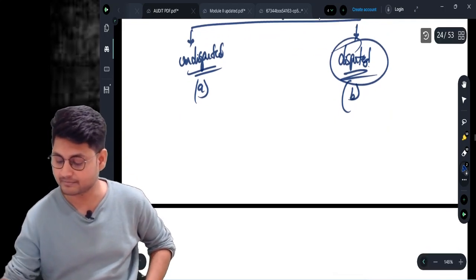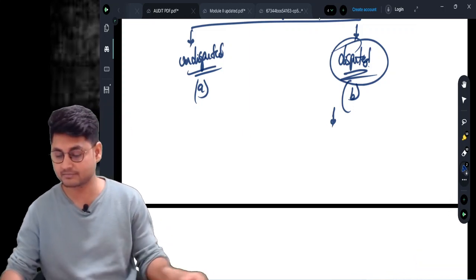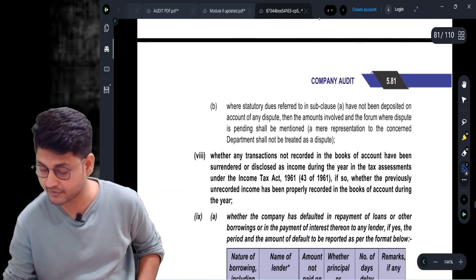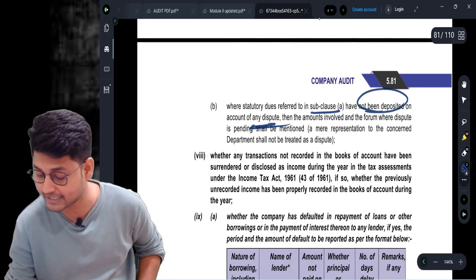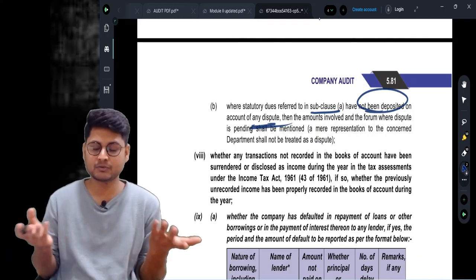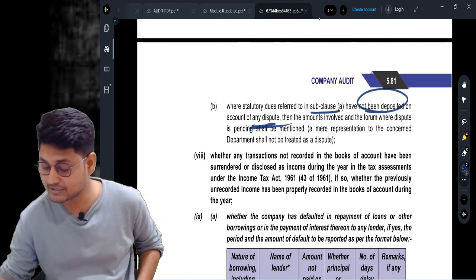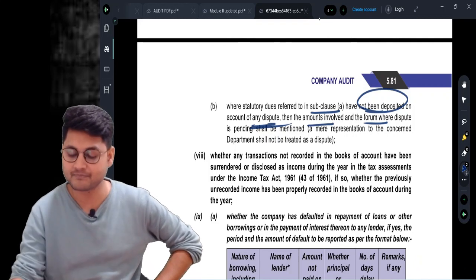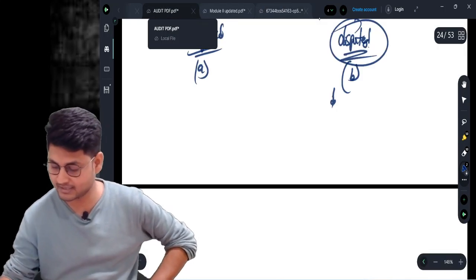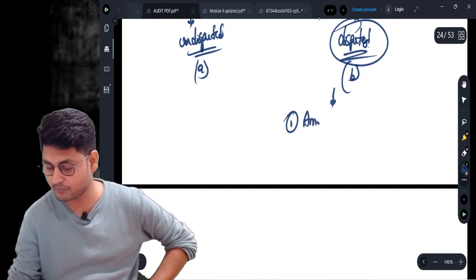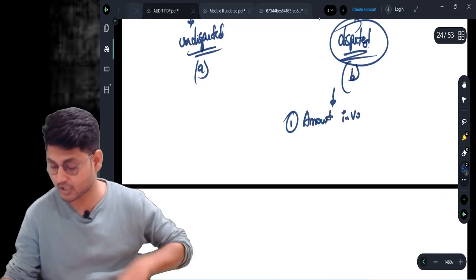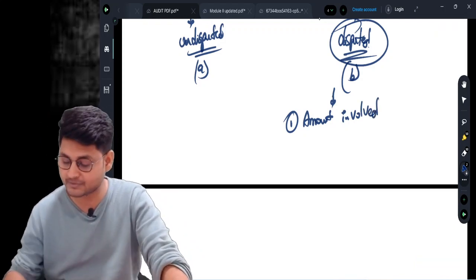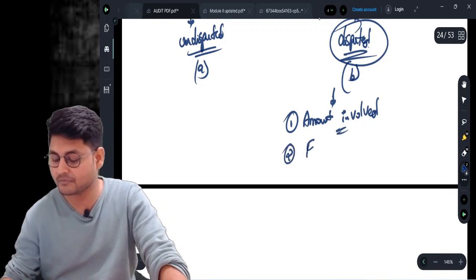so for clause number B, what is to be reported? Go to the book now. Where the statutory dues referred under clause number A have not been deposited on account of any dispute, you have to pay, but you did not pay because of dispute. Then the amounts involved and the forum where the dispute is pending, that is to be reported. Under the dispute, point number 1, amount involved: what is the amount which is still pending to be paid because of the dispute? And the forum where the dispute is pending.